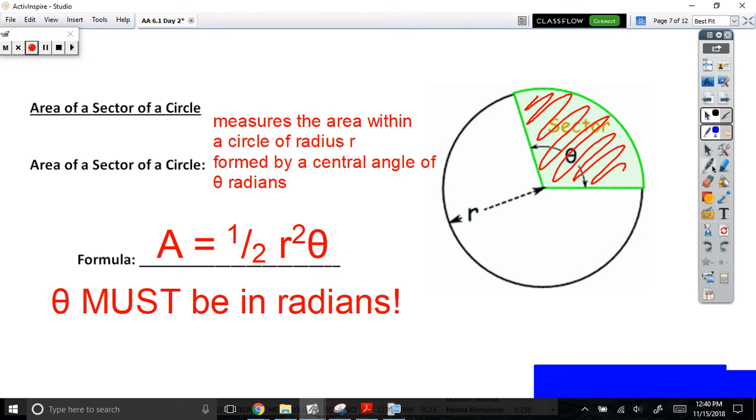And some students actually prefer if you write the formula like this. So this is an alternate way to write it if you want. Instead of having a 1/2, they just put all divided by 2. It's the same thing. I don't know which one you'll find easier. It's usually like 50-50. But theta, again, has to be in radians. So if it's in degrees, you have to convert it first using what we learned yesterday.